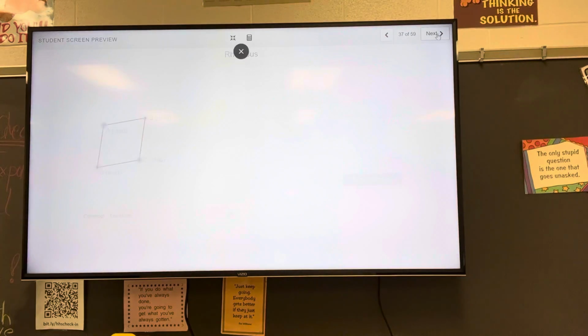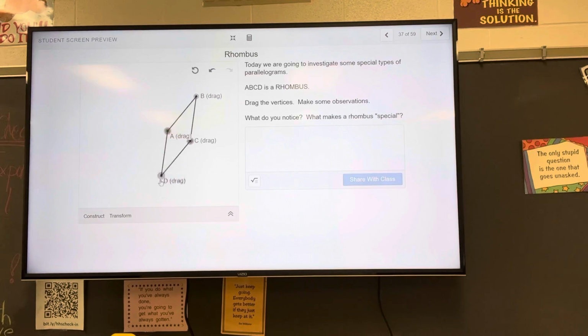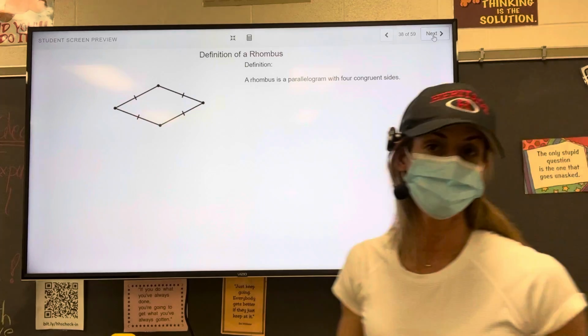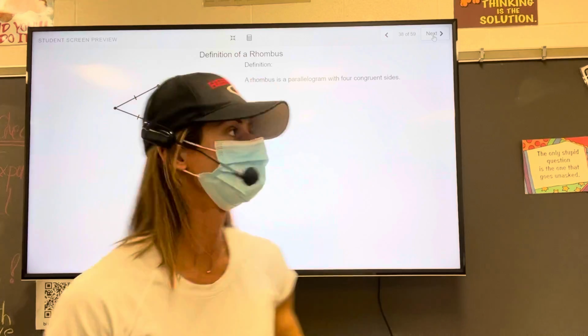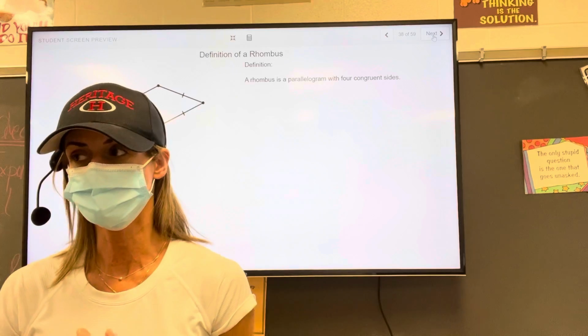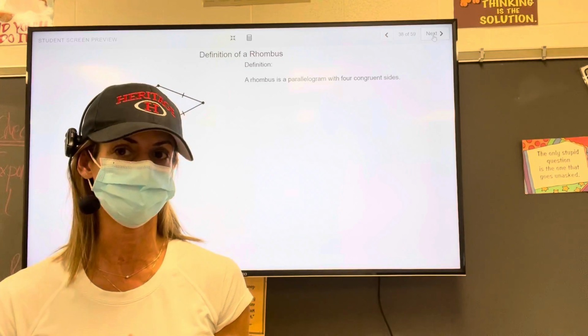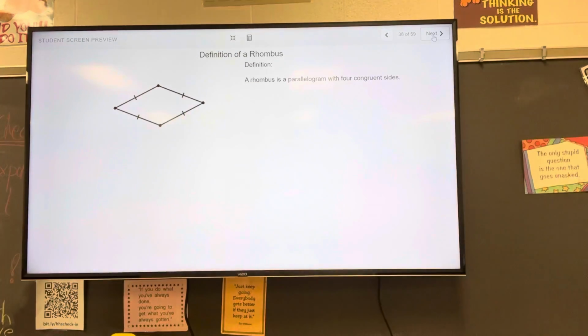Starting with the rhombus. So if we take this figure and I move it around, okay, it's a rhombus. What do you notice happens? You see how all the sides stay the same length? What makes a rhombus special? On the next slide, you'll see the definition of a rhombus. A rhombus is a parallelogram, so all those properties apply. More specifically, it has one more property. All four sides are congruent. They have to have all four sides congruent to be a rhombus, which is why these marks are here for all the sides. So there we go, rhombus.